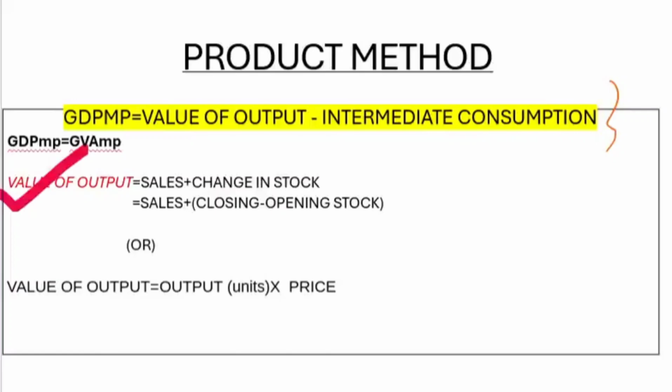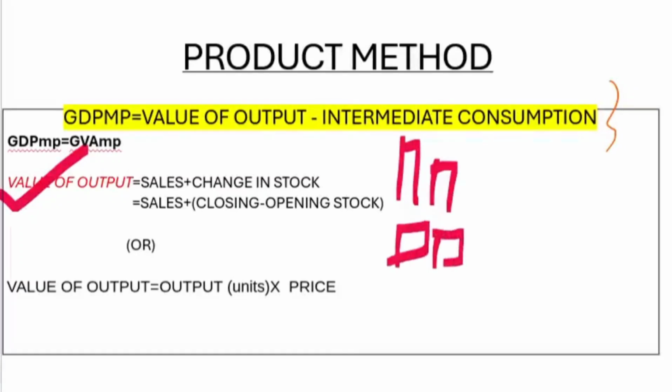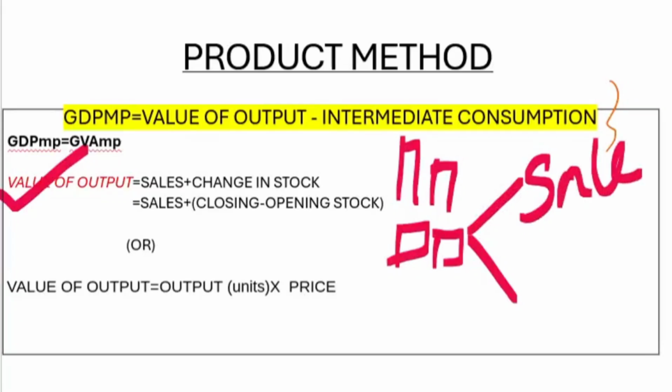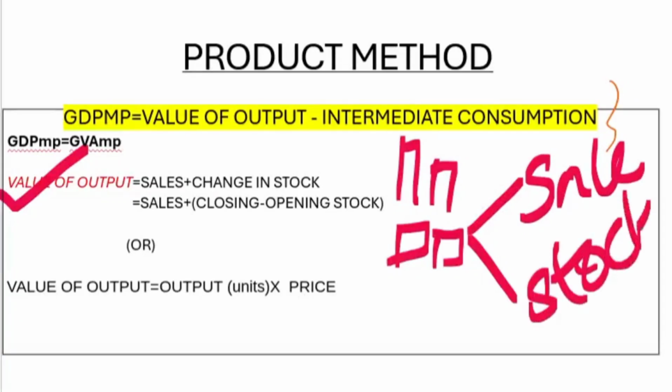So, just think of it in this way. Value of output means what? The total thing that we are producing as a company, as a corporate. And if it is national income, it's about the whole of the country. The total value of output, the total production, will be the sum of either that produced goods will get sold or it will be held as stock. So the total value of output will be sales plus whatever change in stock.